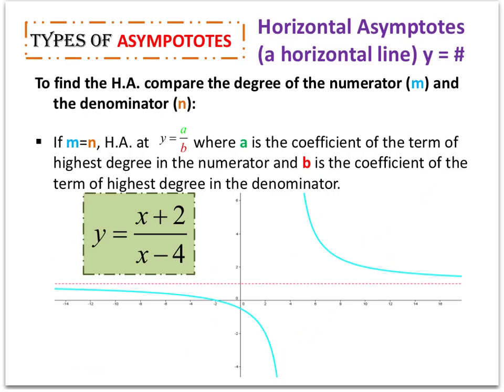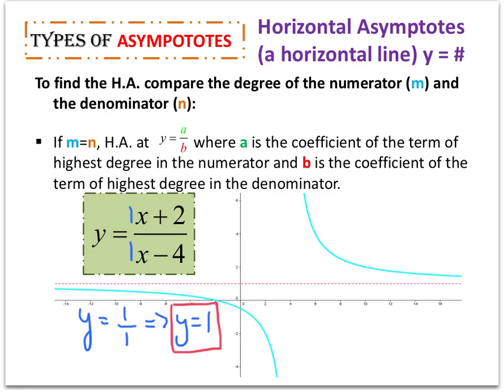The last case is when we compare the degree of the numerator with the degree of the denominator and they are equal. So if you look at this function here, the degree of the top is 1, the degree of the bottom is 1. Therefore, the degrees are the same. Now in this case, we look at the coefficients of the leading term. So remember, the leading term is the term with the highest degree. So that's these two guys. And if you look at this function, the coefficient of the top one is 1, the coefficient of the bottom one is 1. Therefore, our asymptote will occur at 1 over 1, which is just y equals 1. So this function will have a horizontal asymptote at y equals 1.